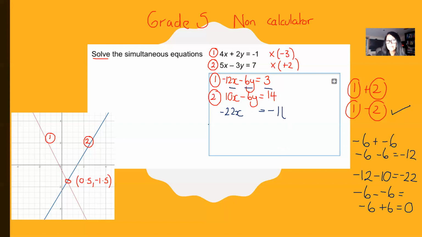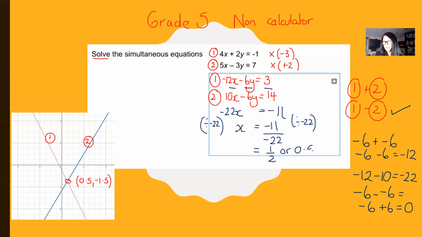Now to find x, I'm going to divide both sides by -22. Again, it's non-calculator. If I divide this side by -22, I've just got x left. And on the other side, I'm dividing -11 by -22. A negative divided by a negative is a positive, and you'll notice that the denominator is twice the numerator. So I can divide both by 11, so that is my half, or 0.5, which is good because that's what I wanted.